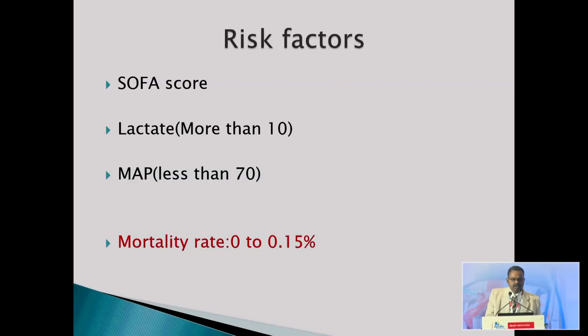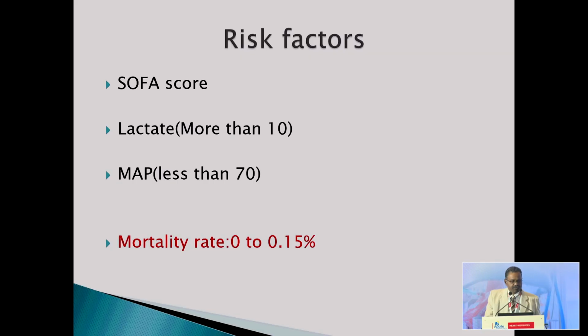Coming to the risk factors of these patients, there are 3 important risk factors. One is the SOFA scoring. The higher the SOFA scoring, the lesser the chance of patient survival, and also the more the chance of adverse events happening during the transfer. Lactate more than 10, better to have the patient in the center in which it is getting managed itself, get the lactate down, have a control, and then shift, rather than hurriedly shifting these patients, which can amount to many complications. MAP less than 70 is also one of the complications which can be anticipated, with somewhat a lower dose of inotropes. Generally, the mortality rate of these patients on transfer is anywhere between 0 to 0.15%.